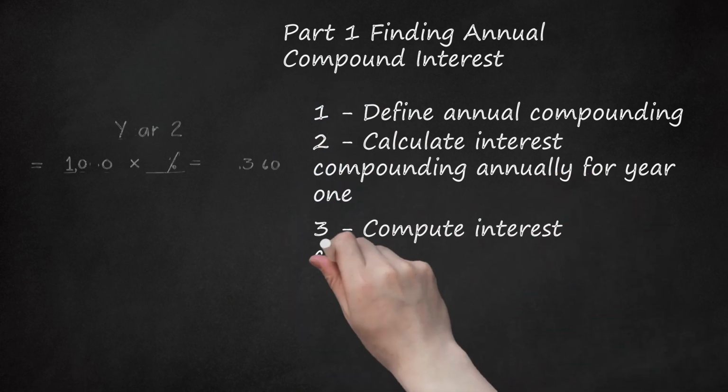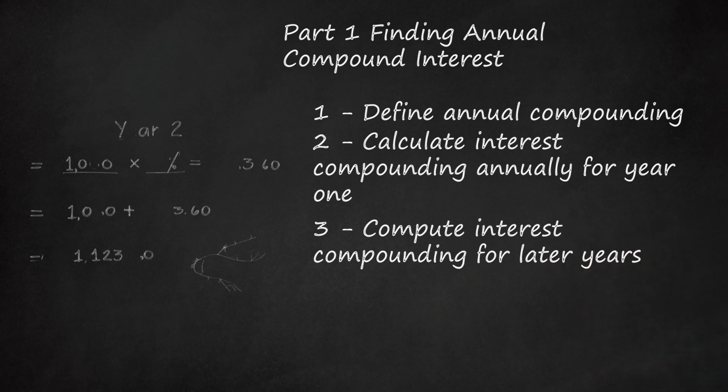3. Compute interest compounding for later years. To see the bigger impact of compound interest, compute interest for later years. As you move from year to year, the principal amount continues to grow. Multiply the year 2 principal amount by the bond's interest rate. $1,060 x 6% equals $63.60. The interest earned is higher by $3.60, $63.60 versus $60. That's because the principal amount increased from $1,000 to $1,060.